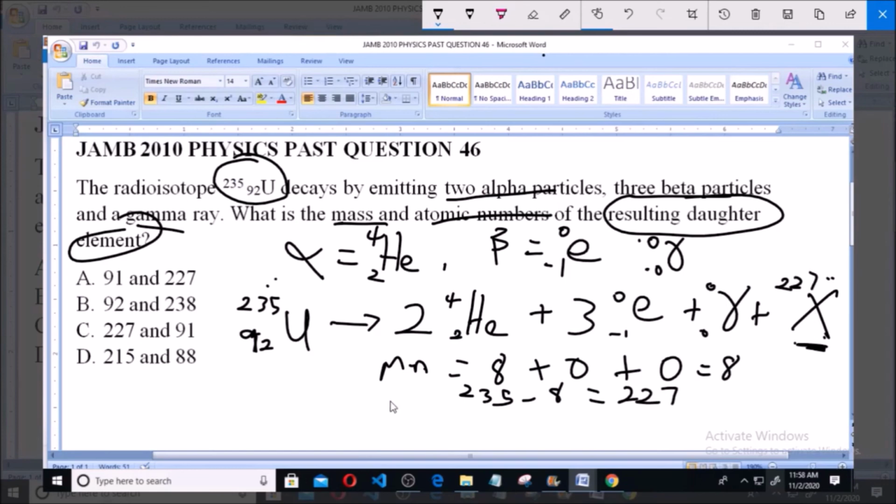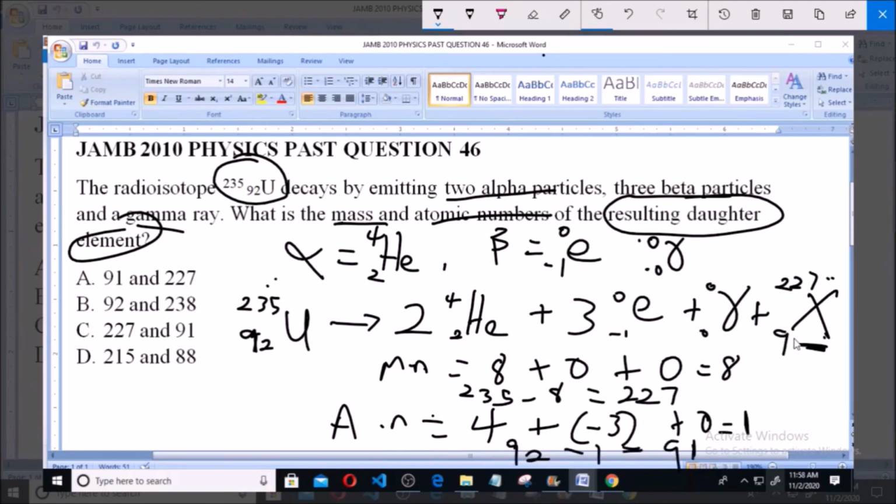Now we'll do a similar thing for the atomic number. For helium, the atomic number is 2, that is the alpha particle, and you have 2 of these, that is 2 multiplied by 2, which is 4. Now for the beta particle you have minus 1, and minus 1 times 3 is equal to minus 3, and for the gamma ray you have 0, so this will give you 1. So 92 minus 1 is equal to 91, so the atomic number is 91. So the mass number is 227, and the atomic number is 91.